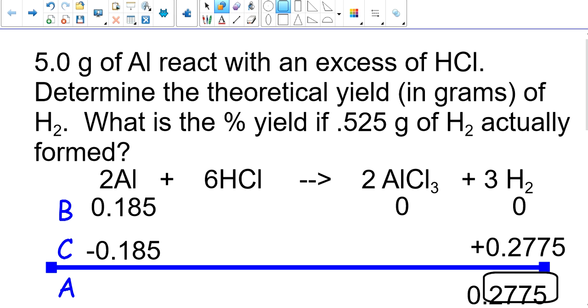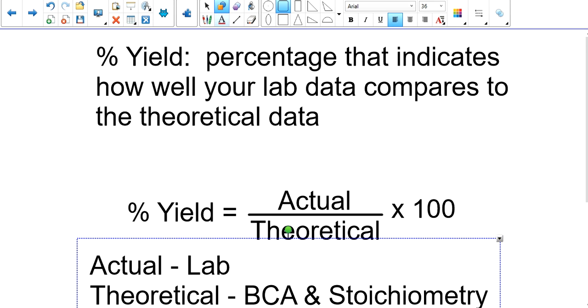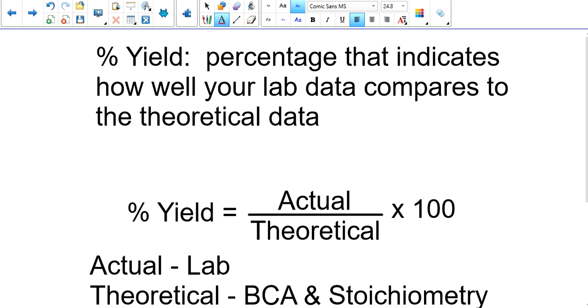Now I can read this next question. Well, according to my BCA table, I just figured out my theoretical yield of hydrogen was 0.555 grams. Then it says, what is the percent yield if 0.525 grams of hydrogen was actually formed? And so that's saying in the lab, you actually formed 0.525 grams of hydrogen. Well, according to my equation right here, I've got this. All I got to do is say my actual. What did I actually form in the lab? Well, that, according to the problem, is 0.525 grams. Well, what did theoretical, based on what I just calculated in theory, say it should be? Oh, well, that was 0.555.